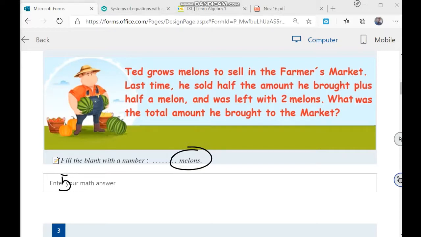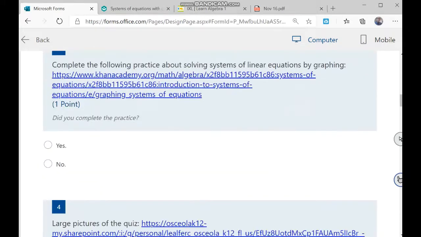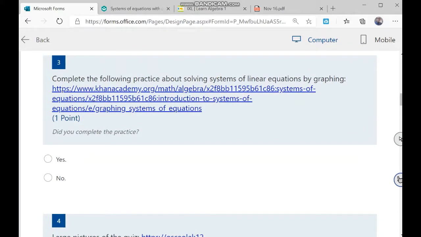Now I think we are ready to work on the quiz. Moving on. On the quiz there's one practice. I'm suggesting you practice this as a review of how to solve systems of linear equations by graphing. This is Khan Academy. You can check yes here and complete this later.